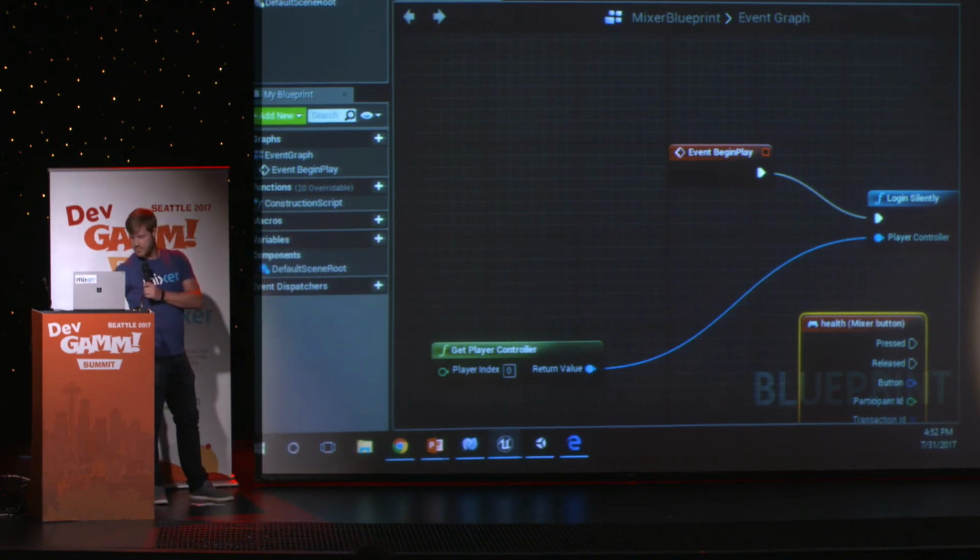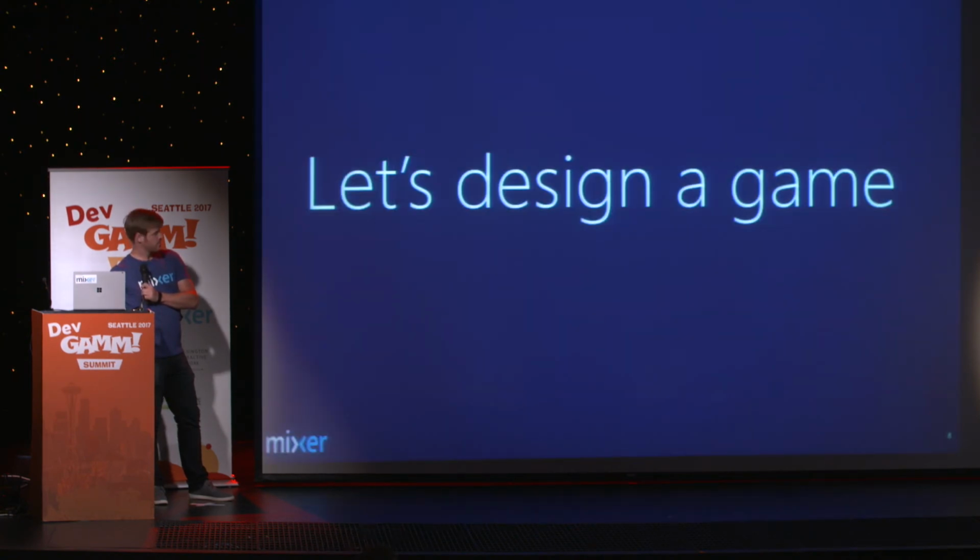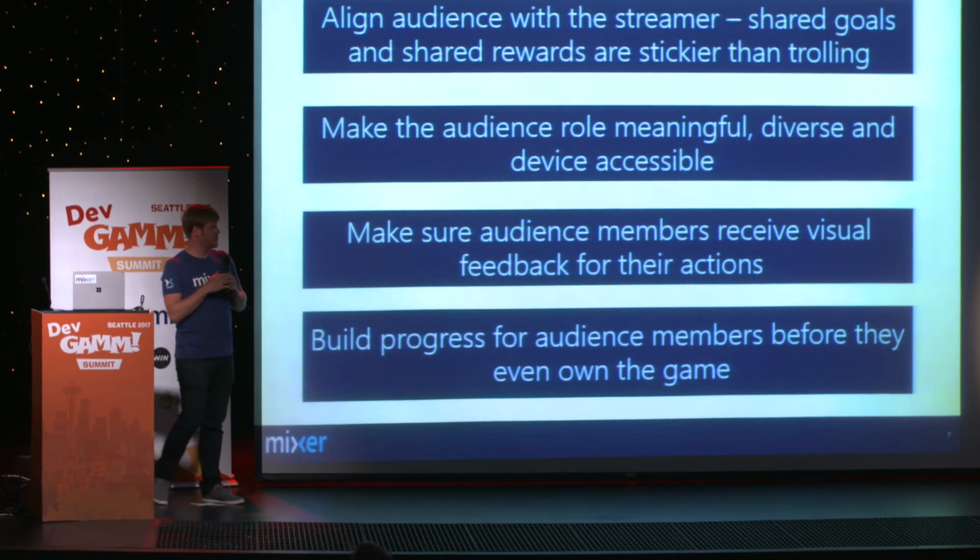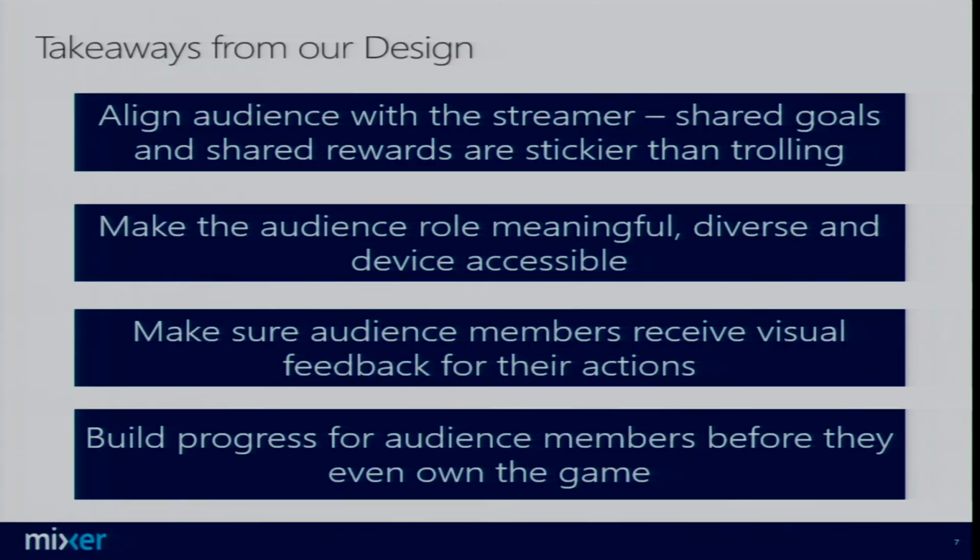So popping back to the presentation, because we want to make sure we have some time for questions. Let's sum up some of the things that we talked about here. One is that we want to align the audience with the streamer, so that there are shared goals and shared rewards, since those are a lot stickier. The next thing is that we want to be considerate of how the audience can have accessible roles, and those roles are meaningful, diverse, and can handle different devices. The next thing is making sure that as an audience member I receive visual feedback when I do something.